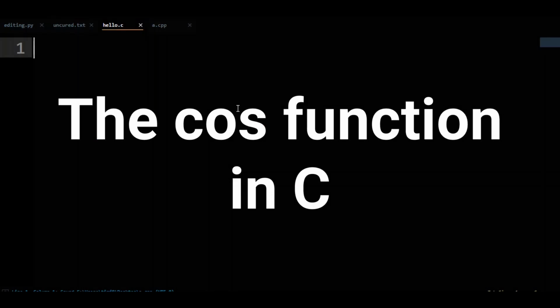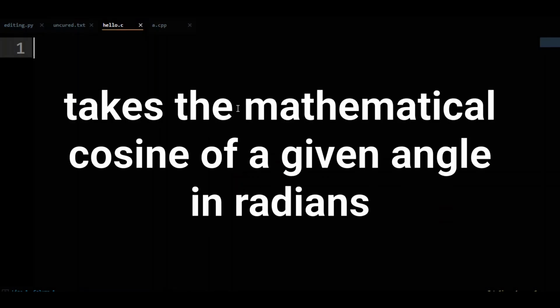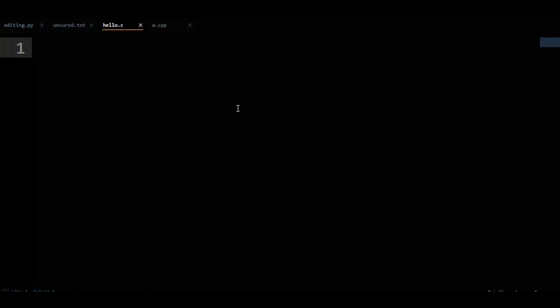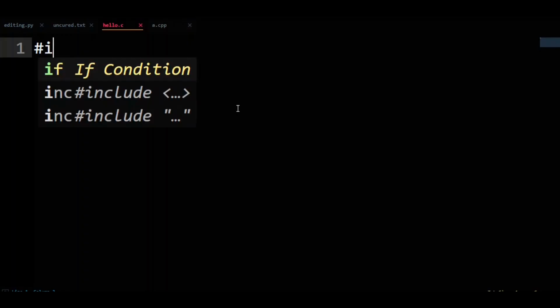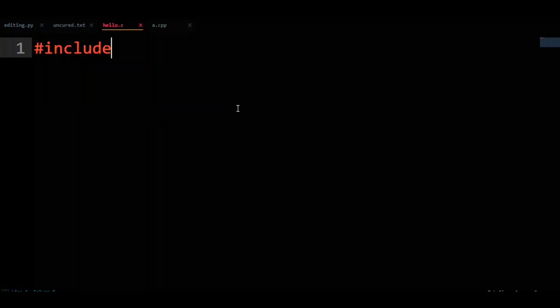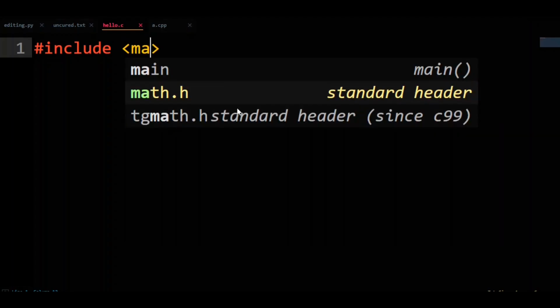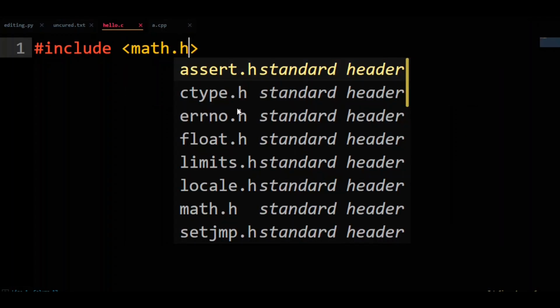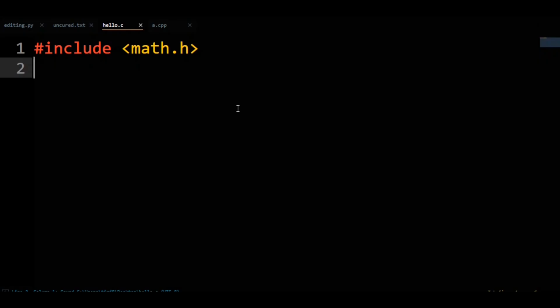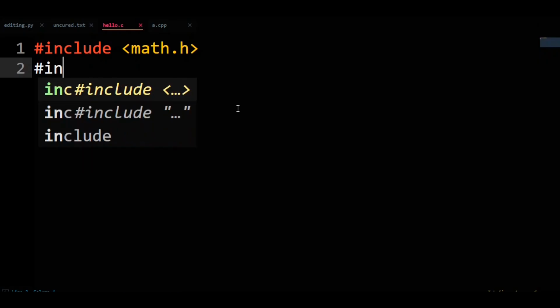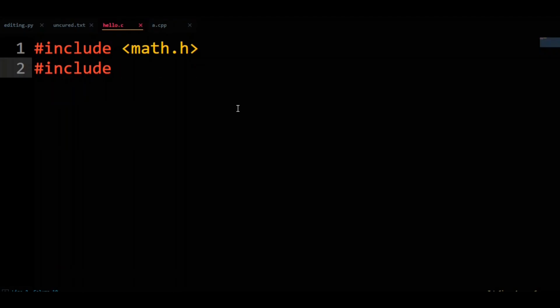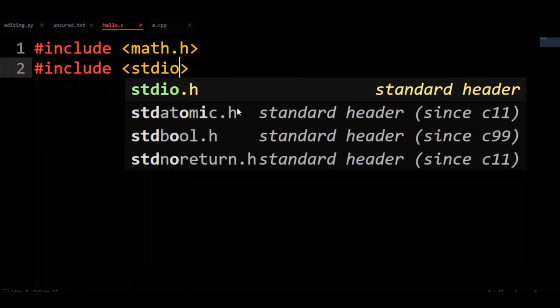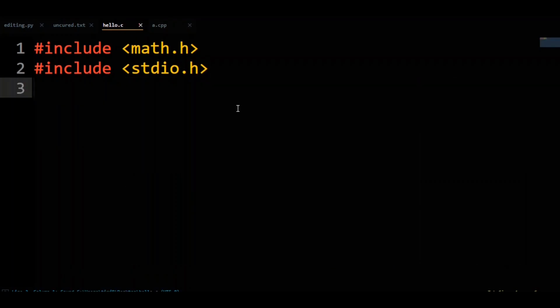The cos function in C takes the mathematical cosine of a given angle in radians. Cosine is in the math.h header file. Let's #include math.h. We will also want to print our answer, so #include stdio.h.